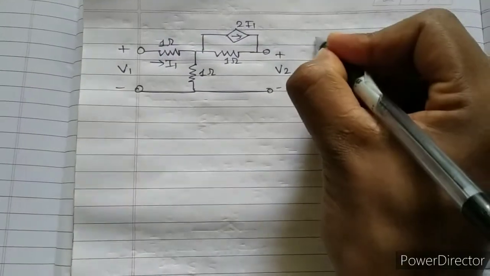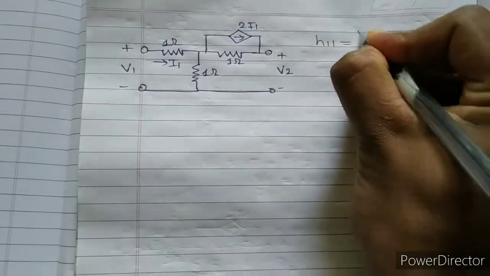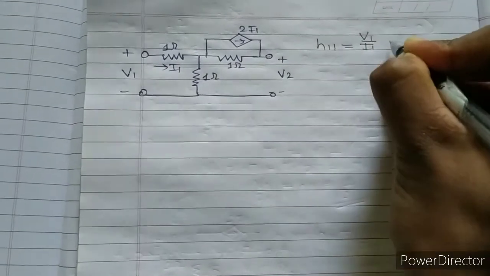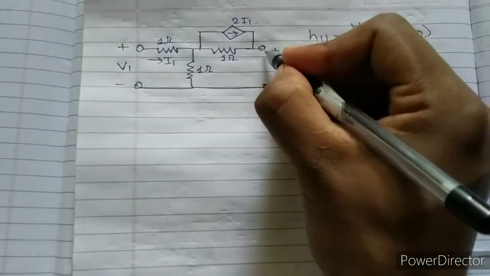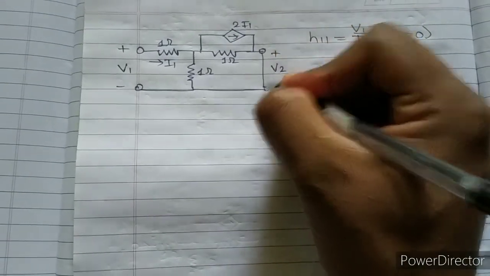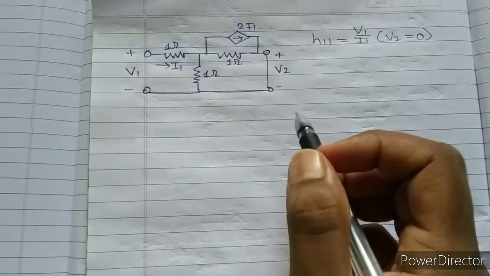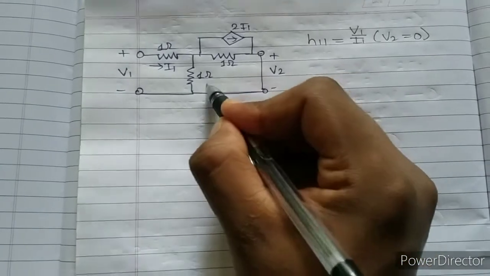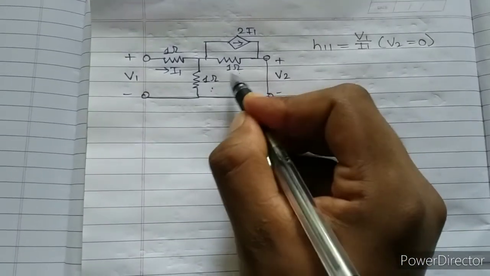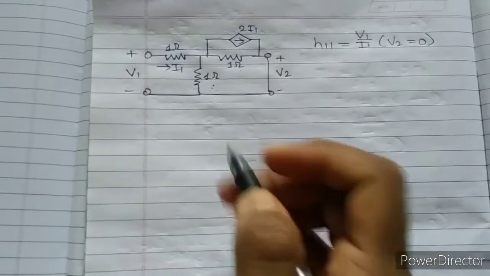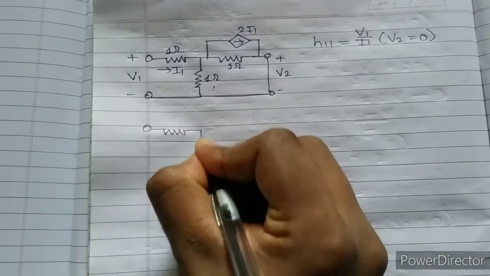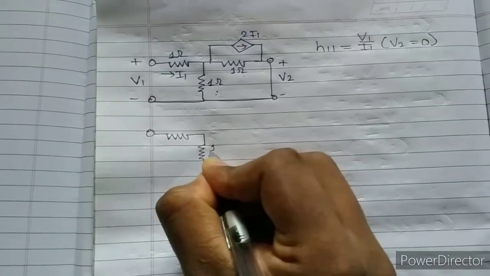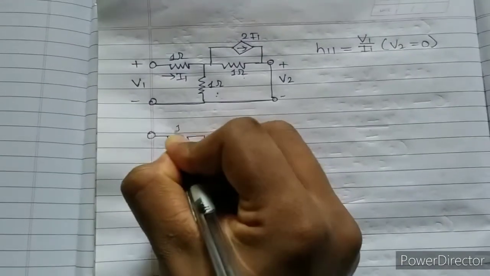Question: we need to find out H11, which is V1 upon I1 when V2 is 0. To make V2 0, we will have to short circuit this port. Thus, on short circuiting this port, these both resistors become in parallel and their equivalent will be 1 by 2 ohms. So the new circuit will be somewhat like this. 1 by 2 ohms over here. This is 1 ohm.